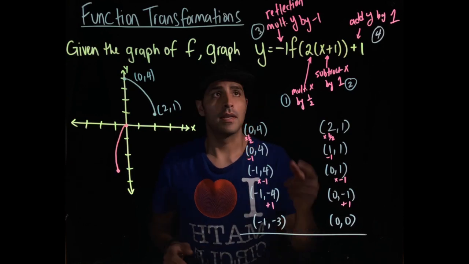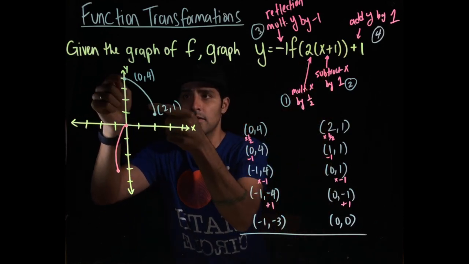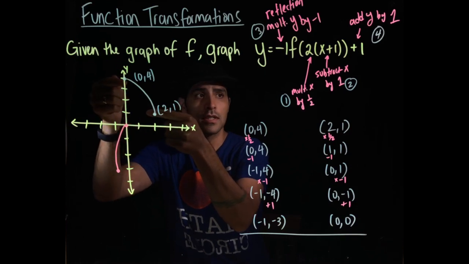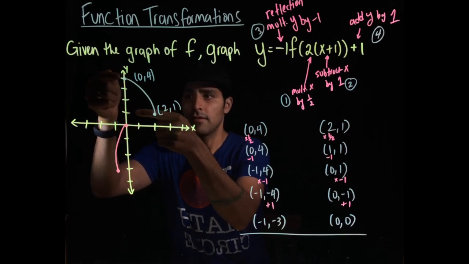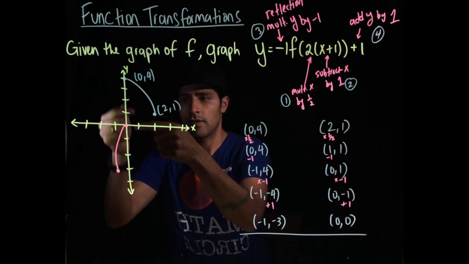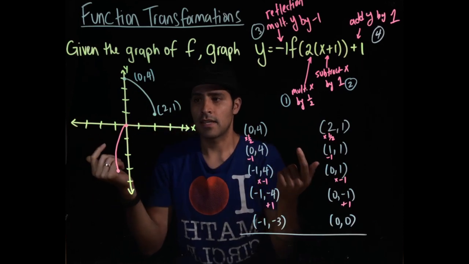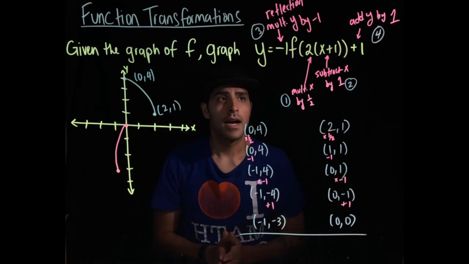And let's just confirm it. So this compresses it by a half. So now it's a little bit more squished. Then it got shifted to the left. So everything got shifted to the left. And then I had to reflect it so that everything went down here. And then I had to move everything up by 1. And that's exactly what this gives us.